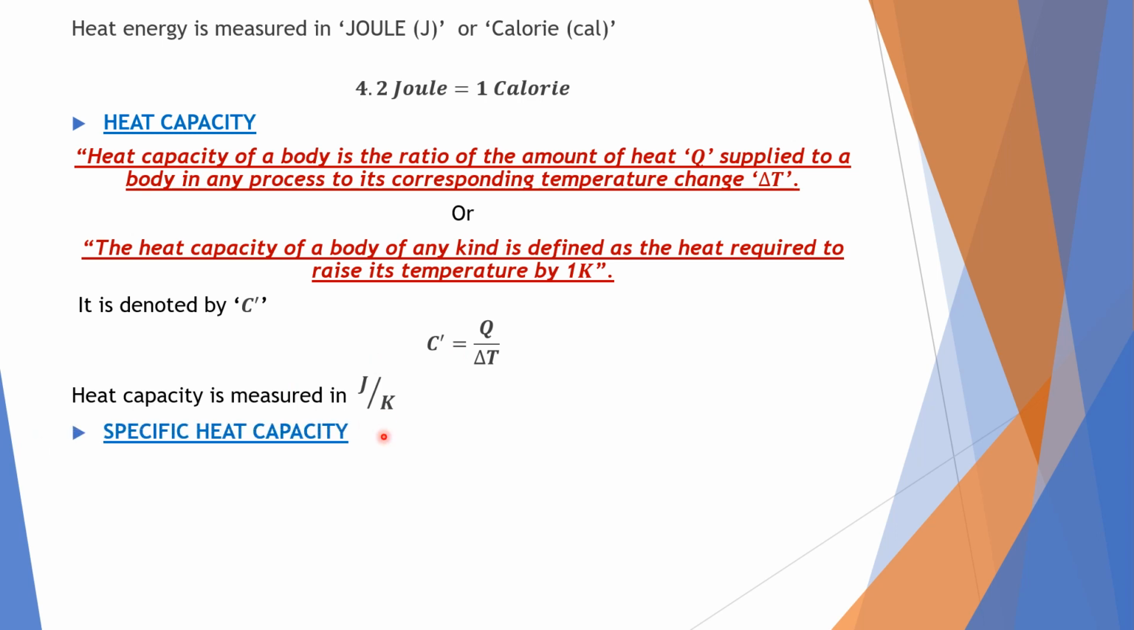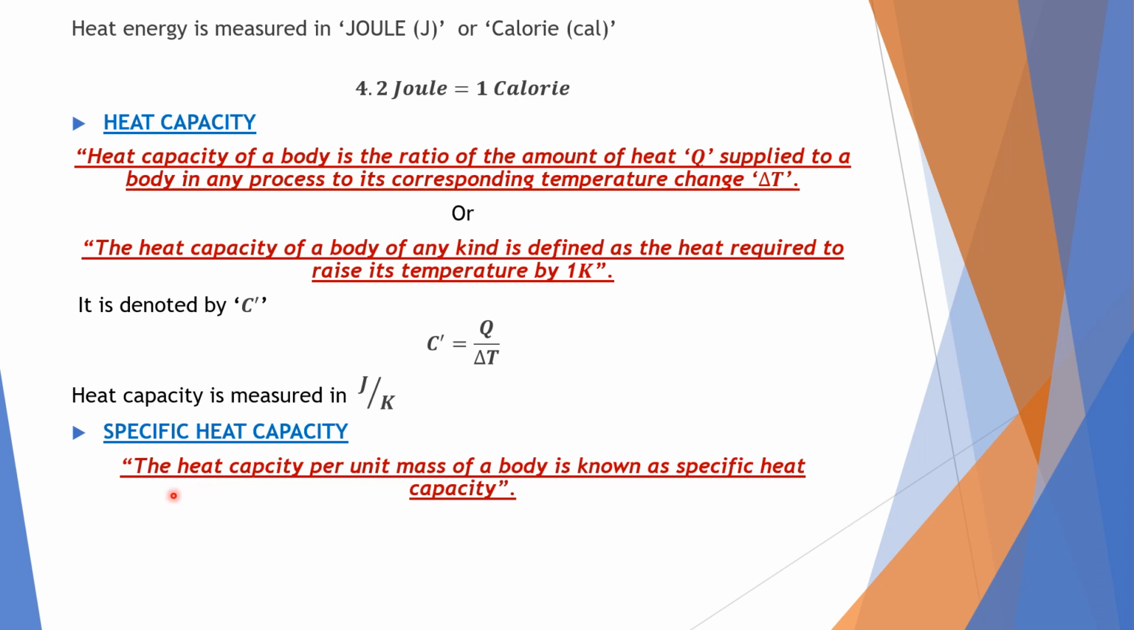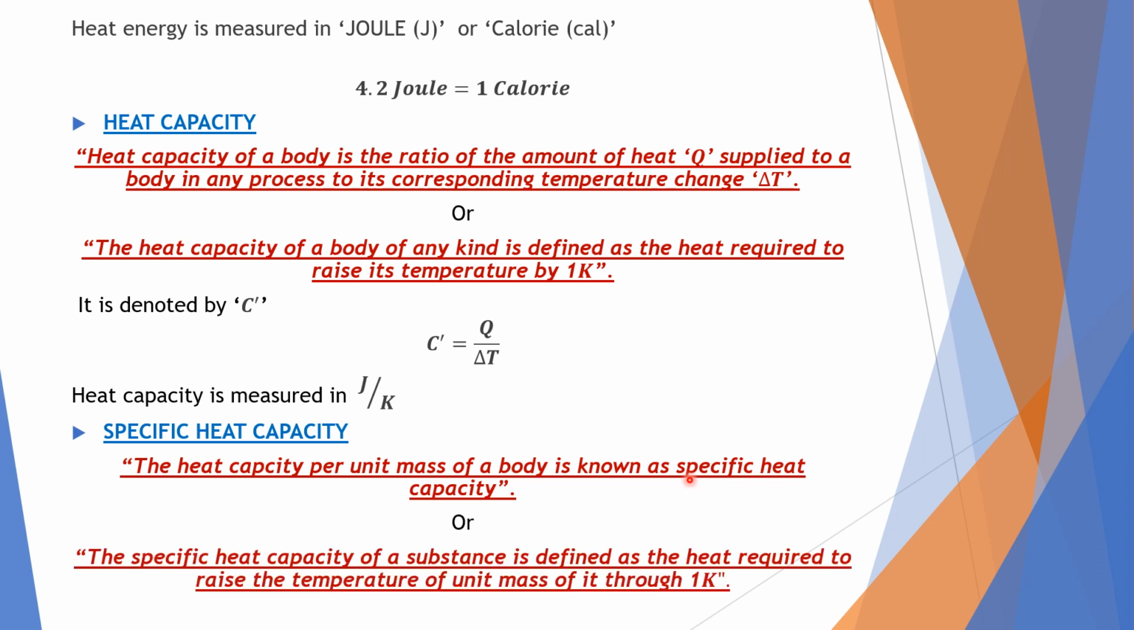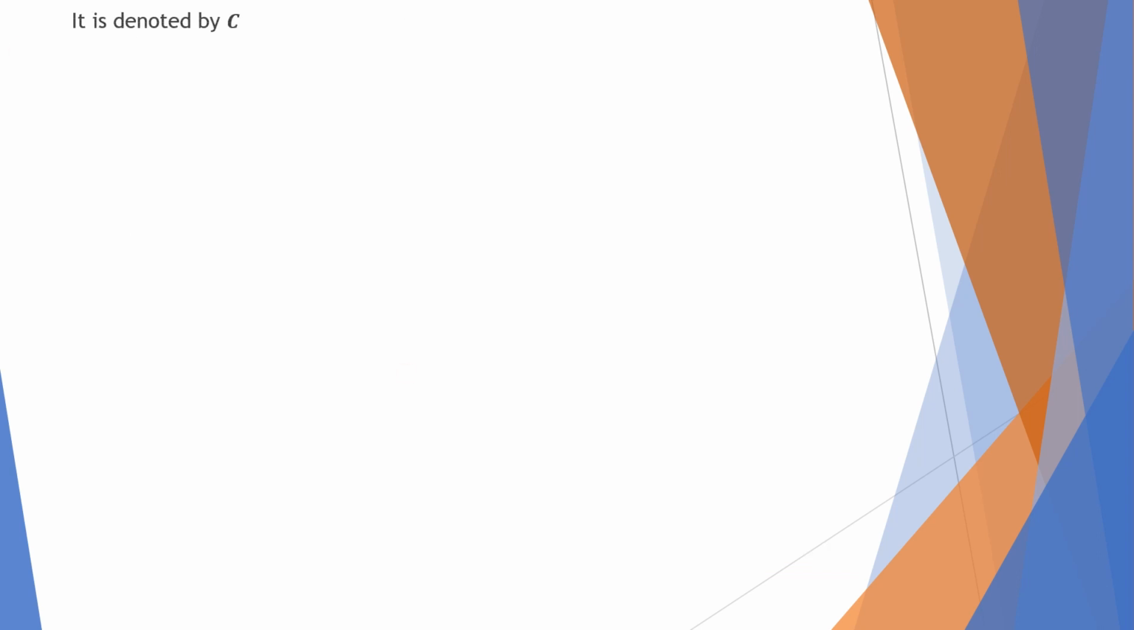If we talk about specific heat capacity, the heat capacity per unit mass of a body is known as specific heat capacity, or the specific heat capacity of a substance is defined as the heat required to raise the temperature of unit mass of it through 1 Kelvin. Specific heat capacity is denoted by C. So C is equal to C prime upon M according to the definition, and we know that C prime, that is heat capacity, is Q upon delta T. So specific heat capacity C is equal to Q upon M delta T. It is measured in joules per kilogram Kelvin.